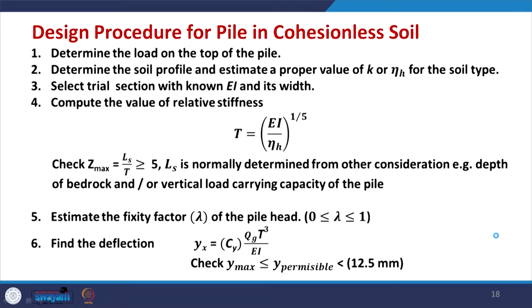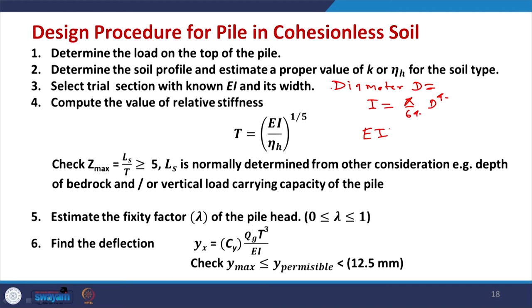Third is to select a trial section with known EI and its width. So, step three is telling you to assume some value of diameter. Diameter is let us say D. So, you start your calculation assuming some diameter D equal to, let us say, 60 centimeter or 600 mm, or whatever, 300 mm. Once you fix the value of diameter, then I, particularly for cylindrical piles, can be simply calculated as pi by 64 D to the power 4. And once you know I, and the material of the pile is given so E is known, then you can calculate the value of EI.